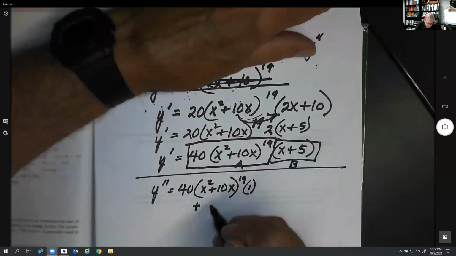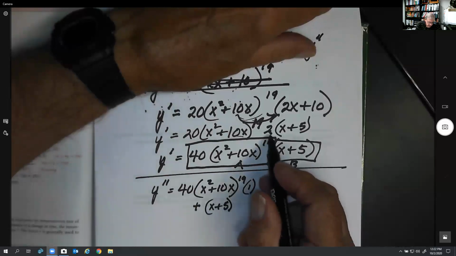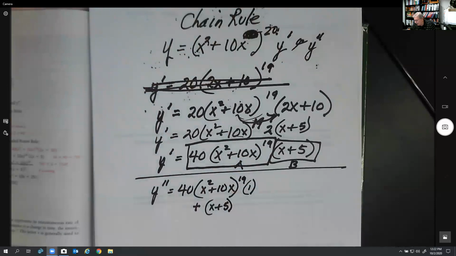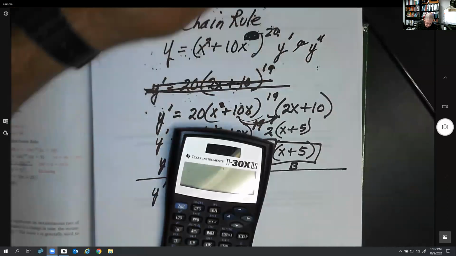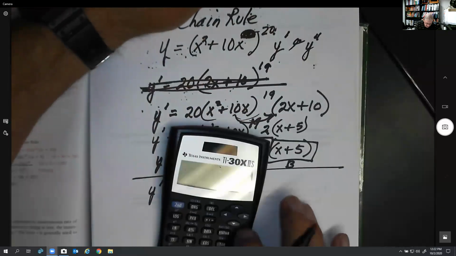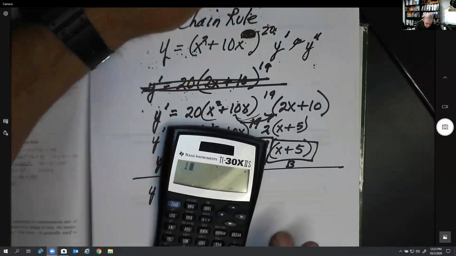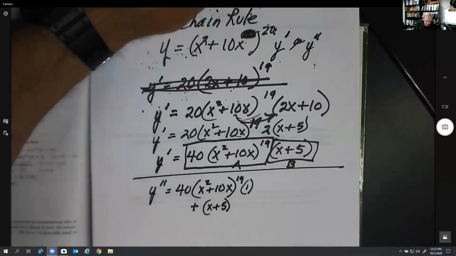B times the derivative of A. Well, the derivative of A is going to be 19 times 40. If you want to do that right away, I guess you could. Real handy here. 19 times 40. I think it's 760, but let's double check it. This is a lousy calculator. Okay, but it did come out to 760.